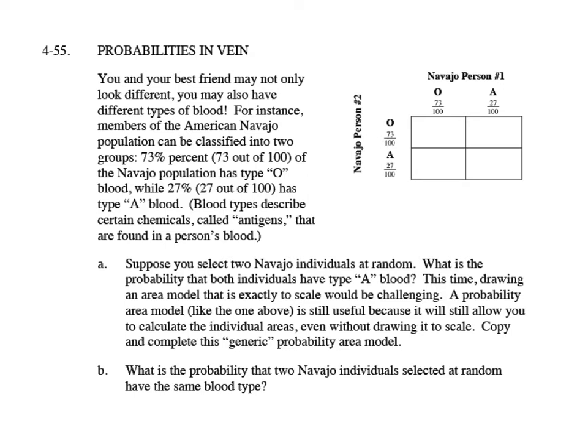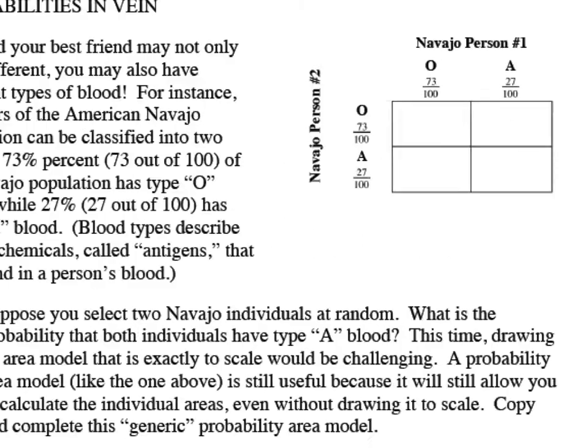This time, drawing an area model that is exactly to scale would be challenging, like in the last problem. So a probability area model like the one shown above is still useful, but from here on out we're not going to worry about drawing it perfectly to scale, 73 out of 100 for one portion and 27 out of 100. We're just going to draw it as a normal area model like we've been doing in the past for multiplying and other things.